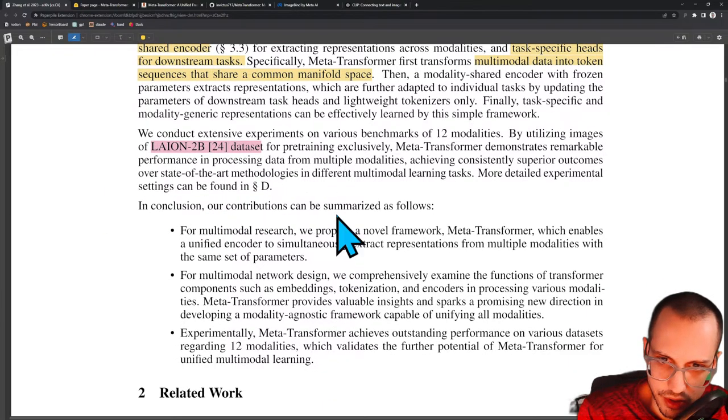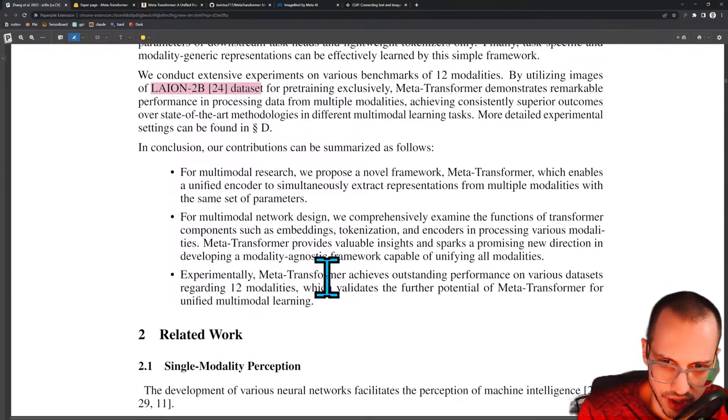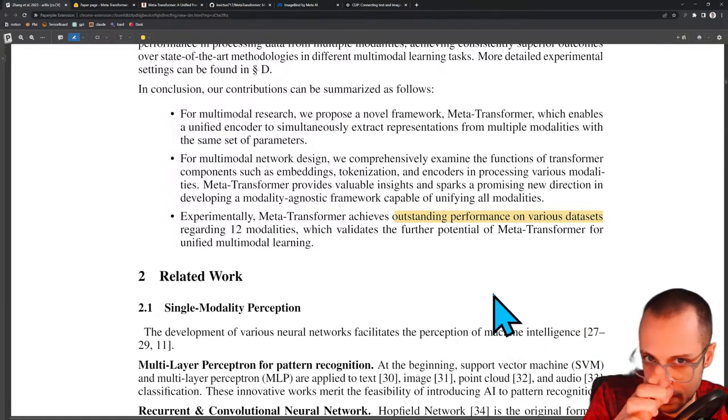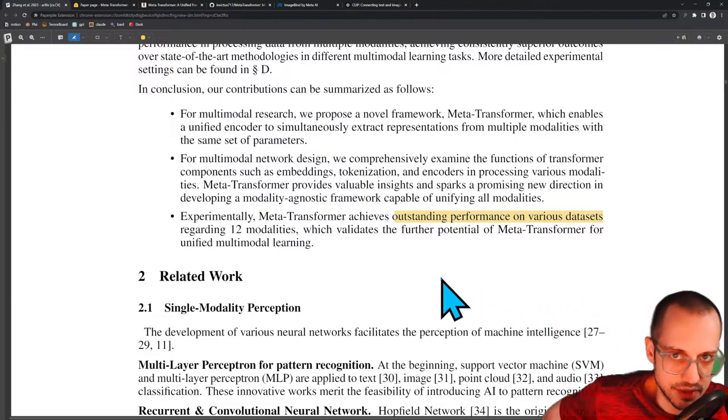In conclusion, our contributions are summarized as follows. We propose a novel framework which enables a unified encoder to simultaneously extract representations. We comprehensively examine the functions of transformer components such as embeddings, tokenizations, and encoders in processing various modalities. Valuable insights and sparks a promising new direction. And then achieves outstanding performance on various datasets regarding 12 modalities. What does this mean? Performance on datasets? No, this seems a little sketchy.